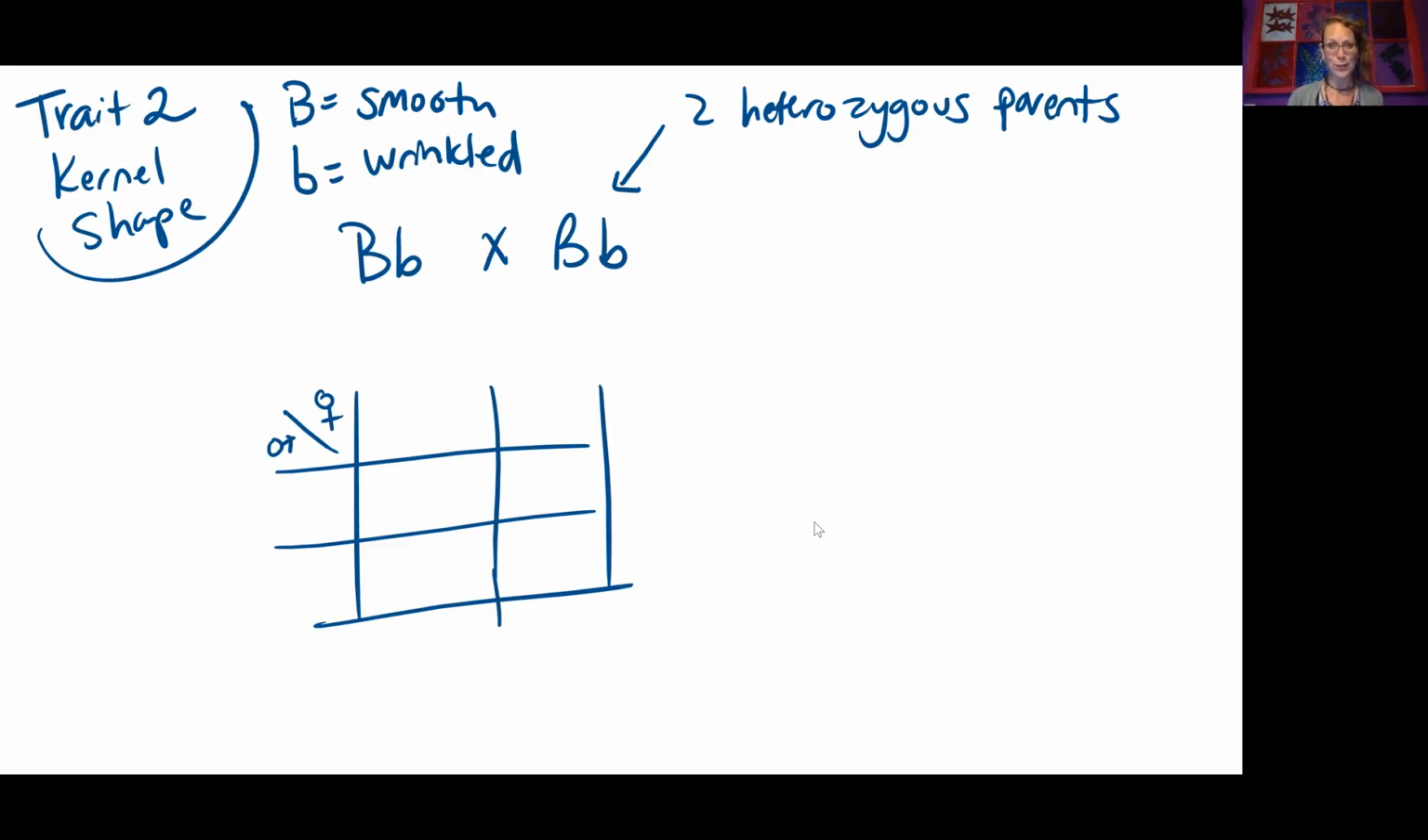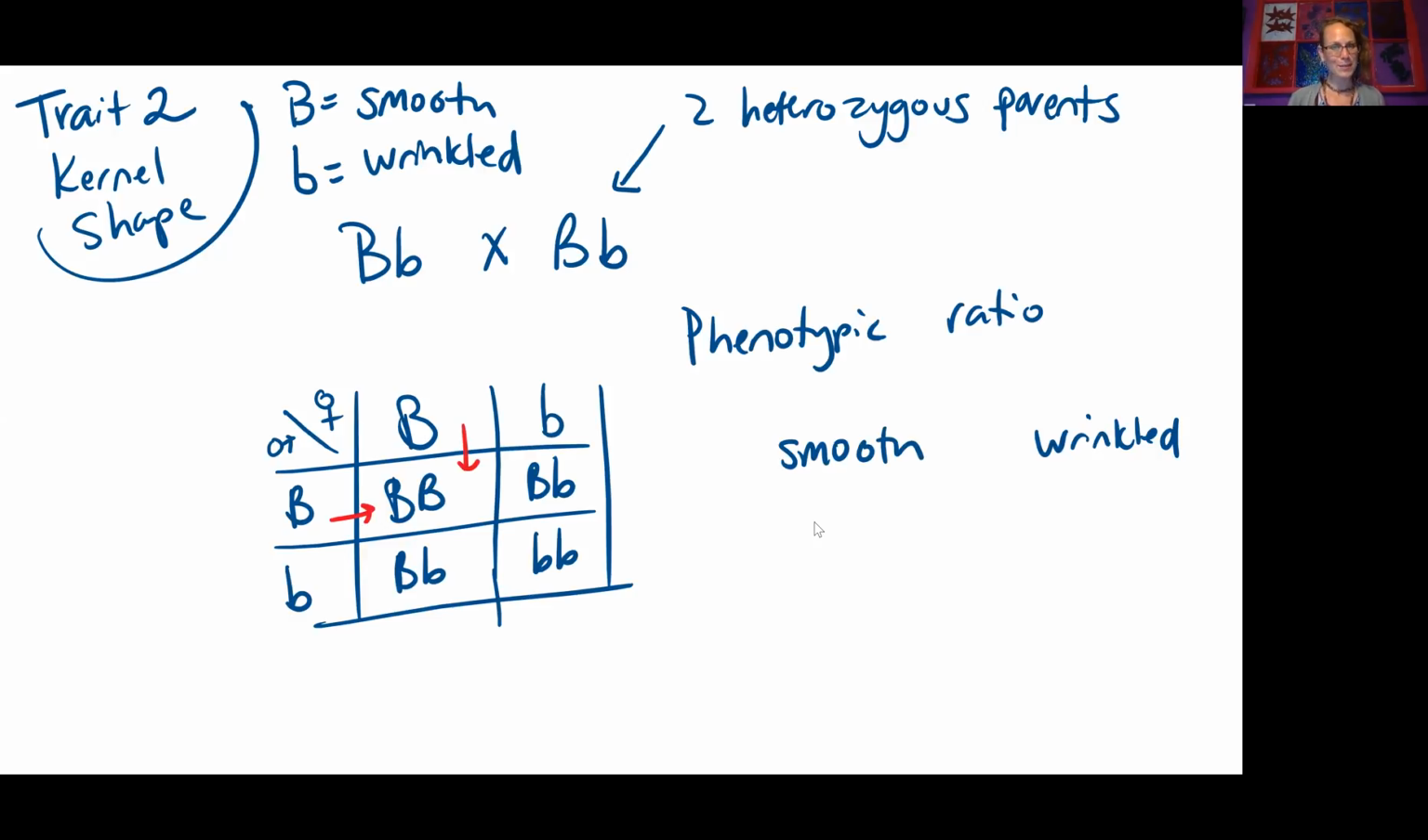Okay, if you're still having some trouble, this might help you out. Now pause and complete your Punnett square. Check your answers against my answers.